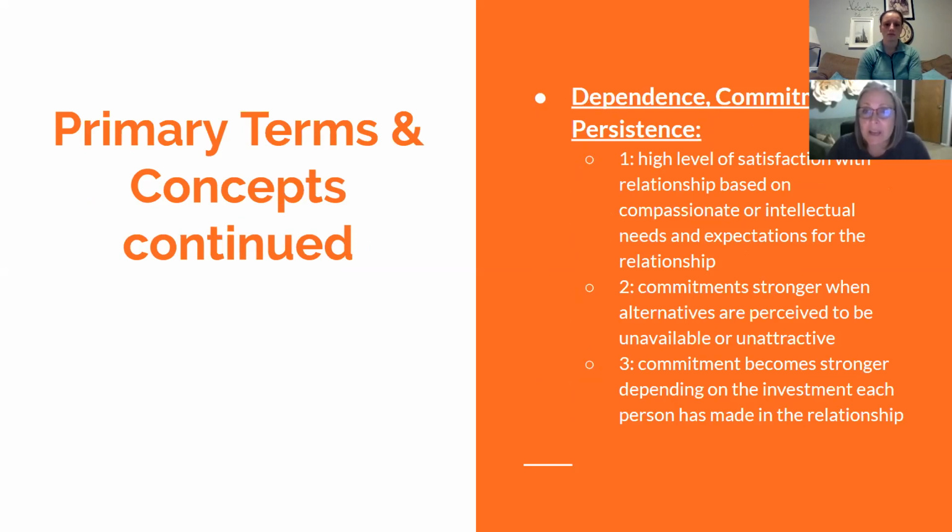Dependence, commitment, and persistence is separated into three components. The first one is the high level of satisfaction with relationship based on compassionate or intellectual needs and expectations for the relationship. The second is commitment is stronger when alternatives are perceived to be unavailable or unattractive. Third is a commitment becomes stronger depending on the investment each person has made in the relationship.